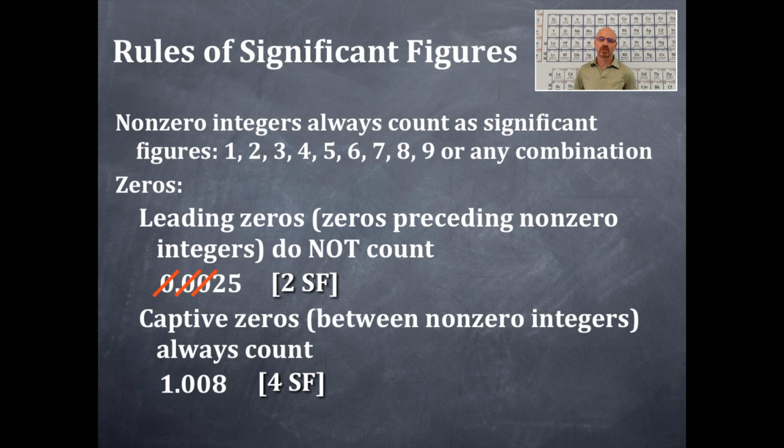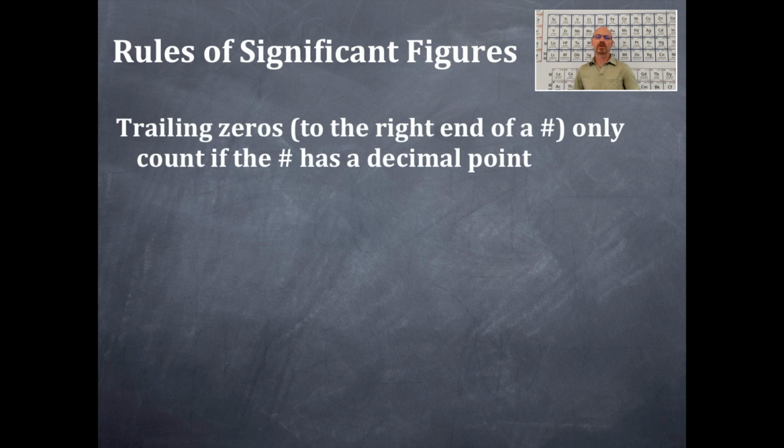Let's go to the third rule of zeros. The third rule of zeros is trailing zeros. Trailing zeros only count if the number has a decimal in it. And that is, they are trailing to the right end of a number. We're going to have 4 examples here so that you understand what trailing zeros are.